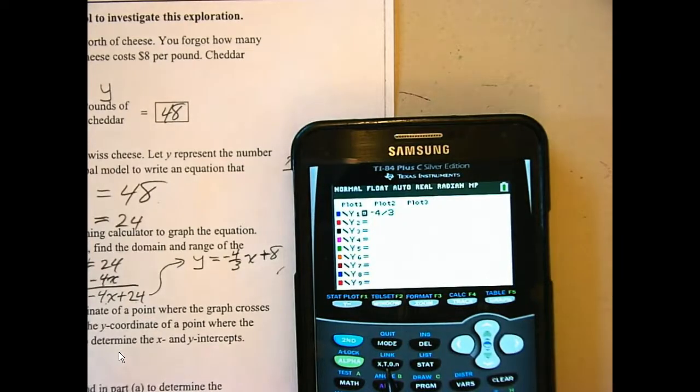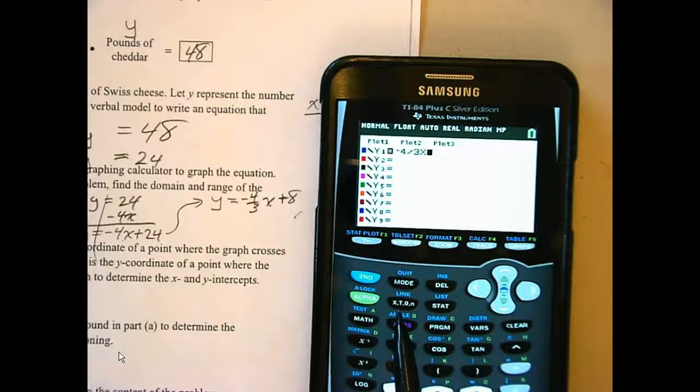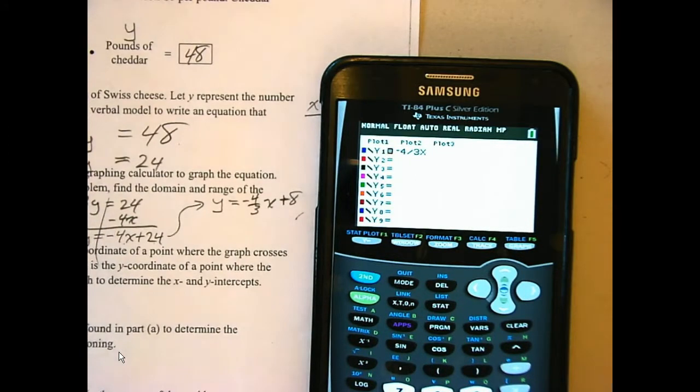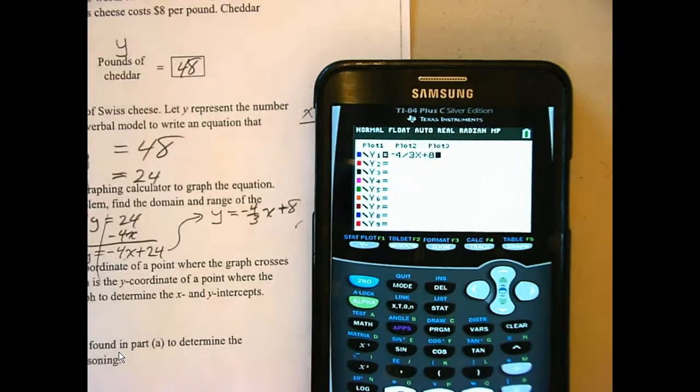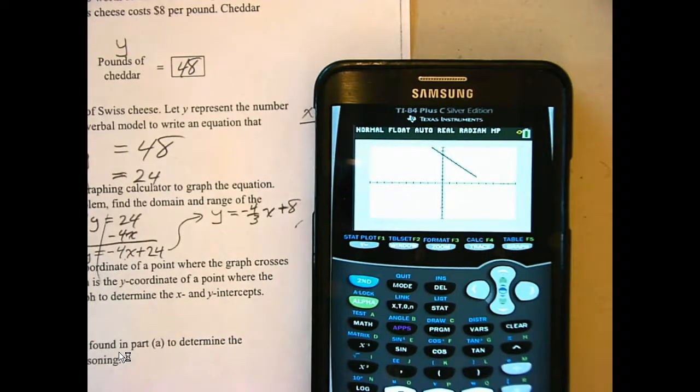I know there are a lot of different X's. We want this one right here. It says X, T, theta, n. And then you're going to do plus 8. If you push the graph, these 5 buttons up here control your graphing stuff. So if I hit graph, you'll see a line appear. There it is. Oh yeah, I did it right. Magic.